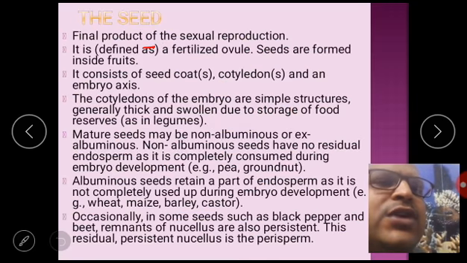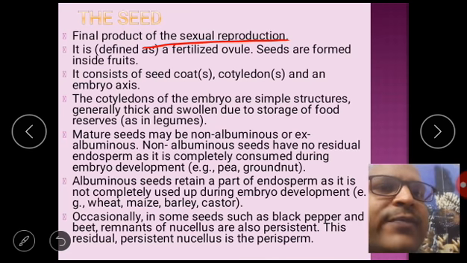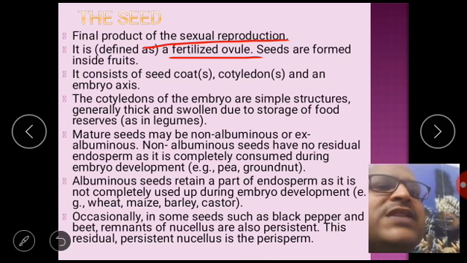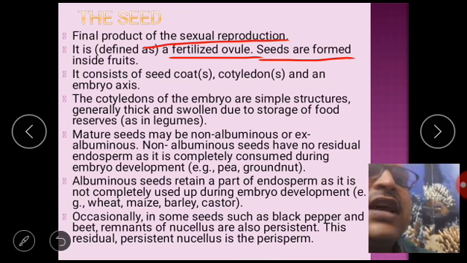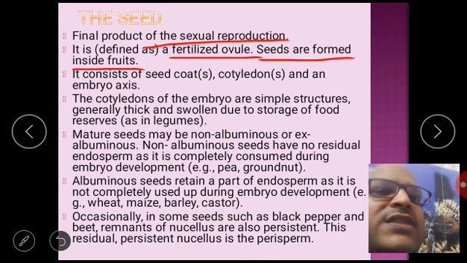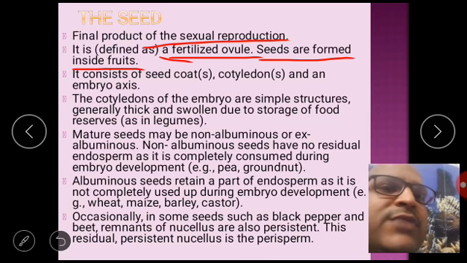Now, seed. It is the final product of sexual reproduction. You all must know, seed is the final product of sexual reproduction. What is the definition? A fertilized ovule is known as seed. It is a very simple definition. Seeds are formed inside the fruit. Now, if a fertilized ovule is known as seed, then what will be the fruit? A fertilized ovary will be the fruit. Okay, this will be the definition of fruit.